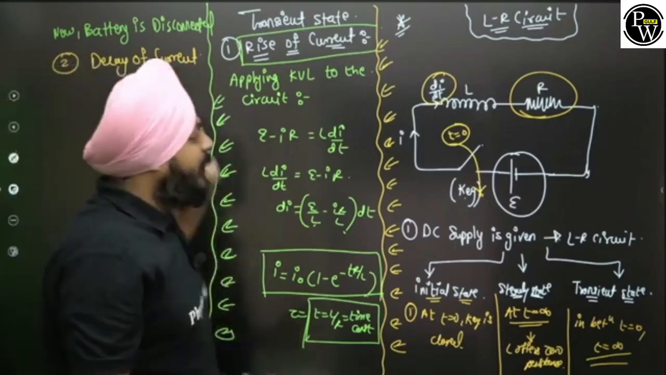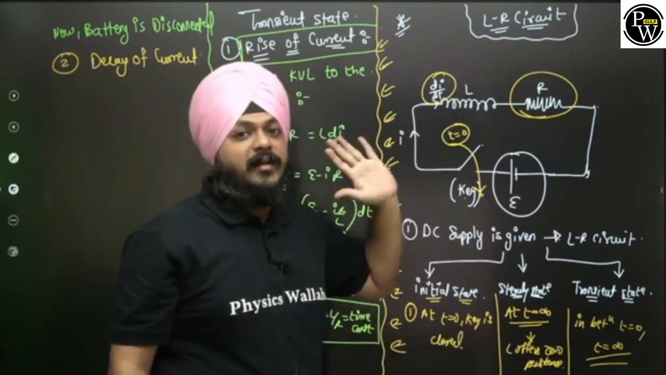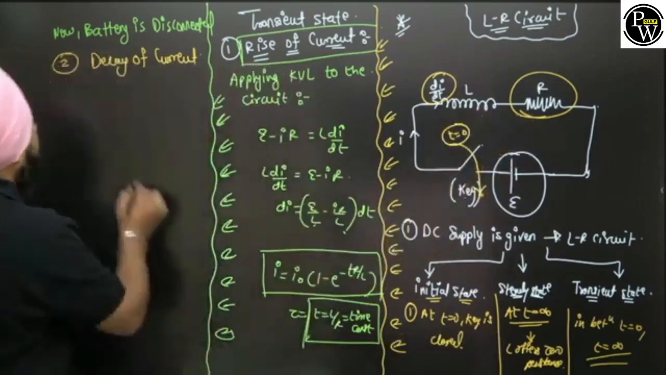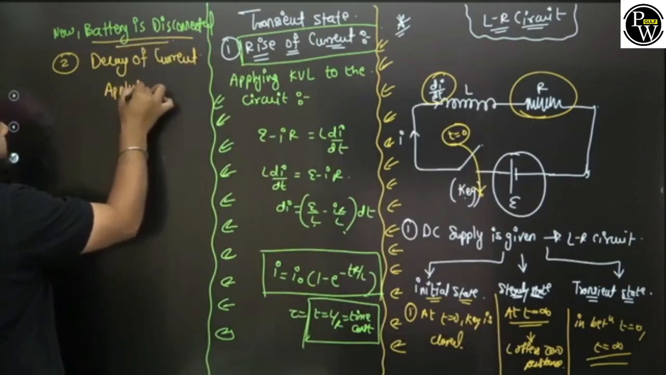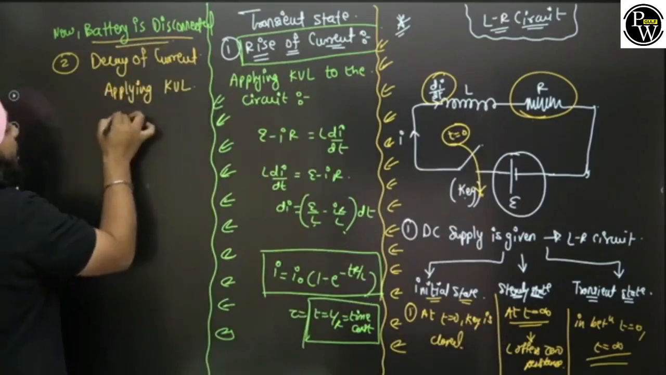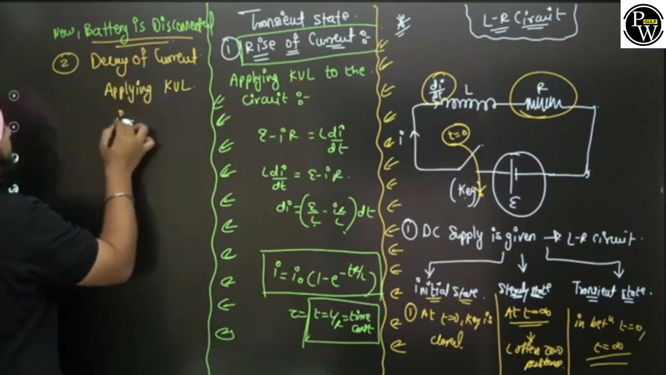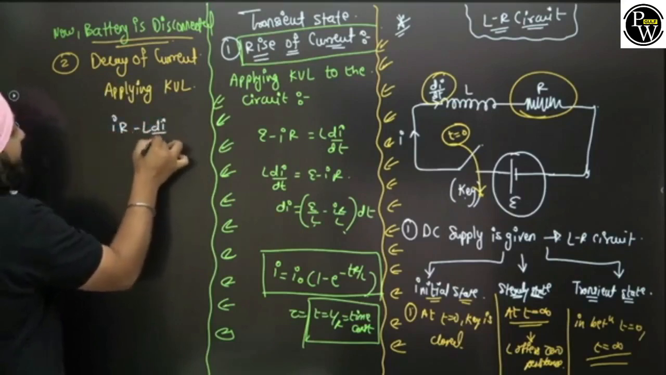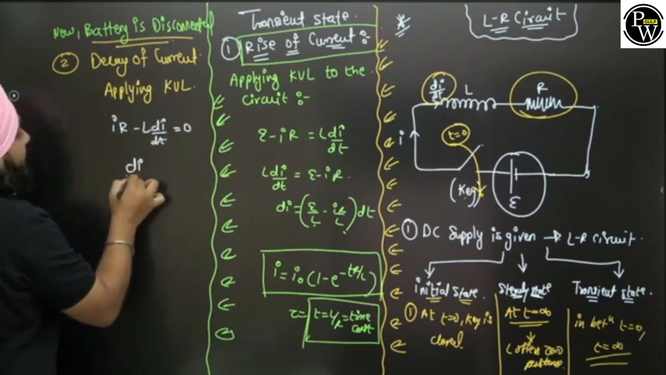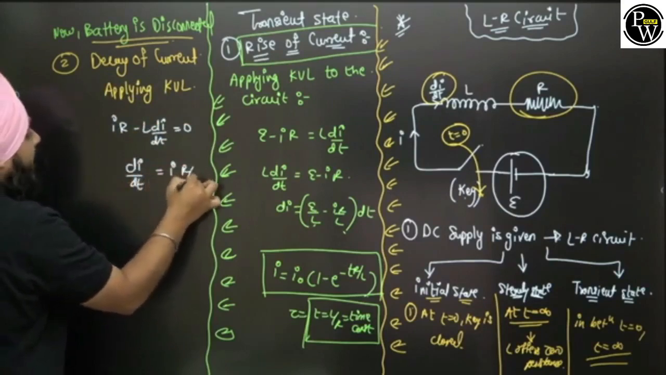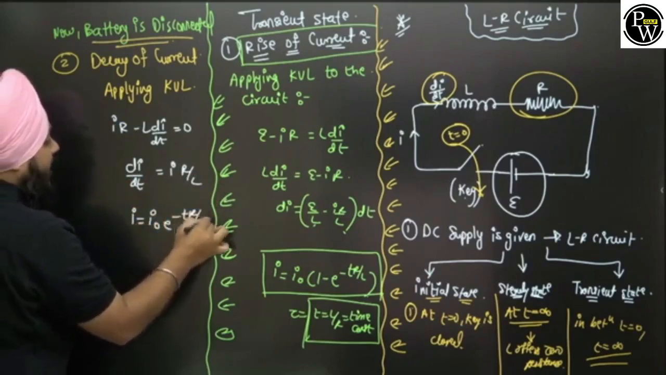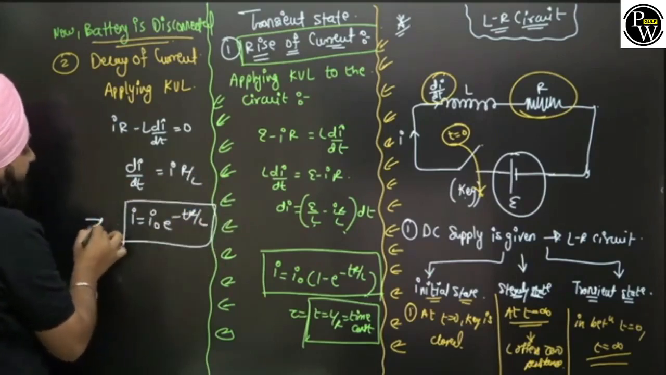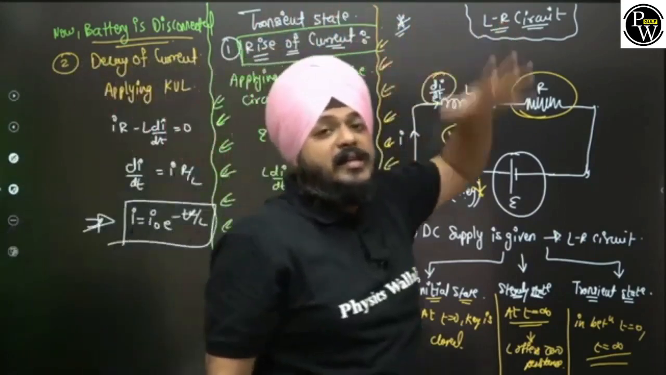Okay, see, decay of the current means that now the source, the battery, is disconnected, and we are applying KVL. We are going to get I R minus L di by dt, that will be equivalent to 0. So di by dt is equal to I R by L. Integrating this, you are going to have I is equal to I0 e raised to minus t R by L. This is the expression by which current is decaying.